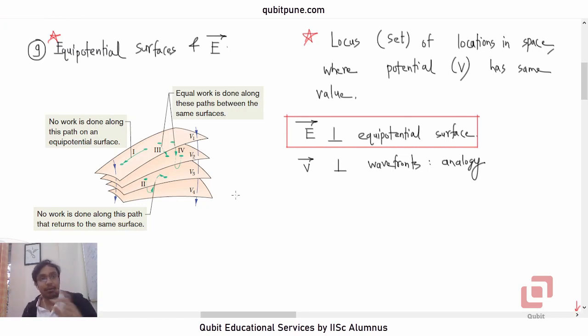Now what is the significance of equipotential surface? Because electric force is conservative, the work done by it will be path independent. So if you move your charge on any equipotential surface, the work done is zero.